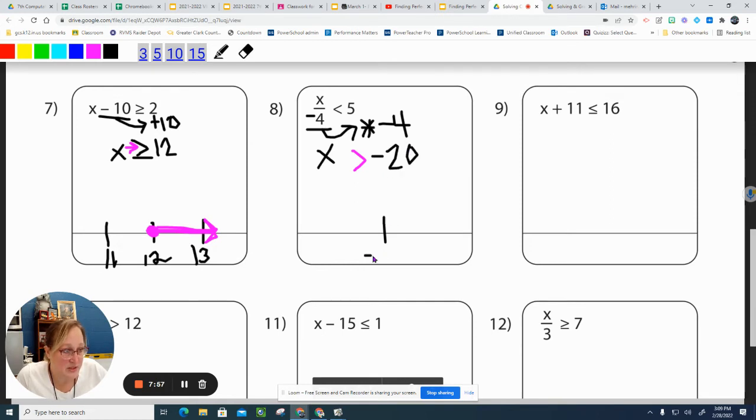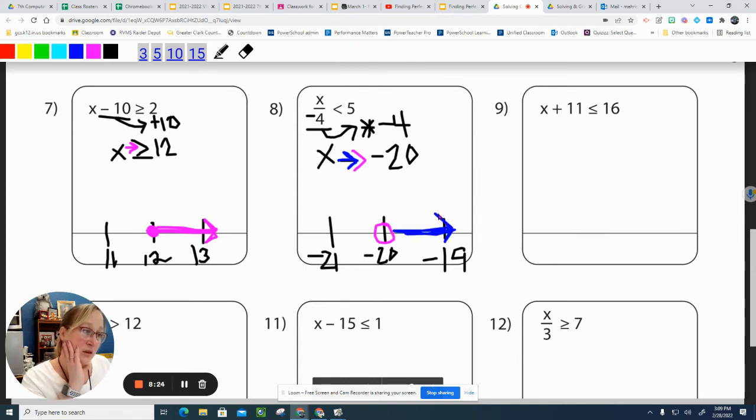So when I graph this, I've got -20, got -21, got -19, and then I have to think about my circle. Okay, so this one does not have an equal to, so my circle is open. The x is on the correct side. Let's get blue. So since my x is on the left side, my arrow will point the same way. So that will be this one.